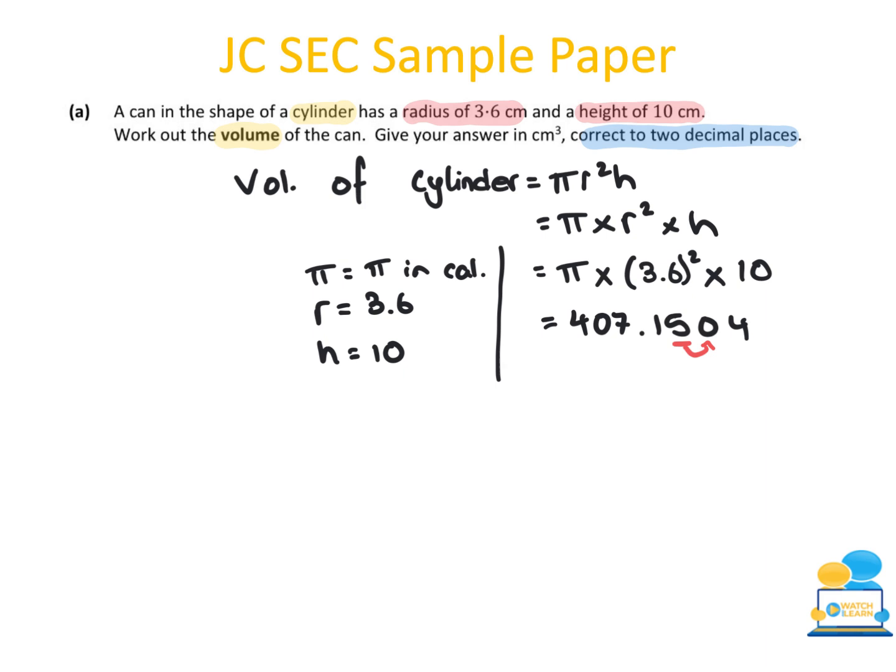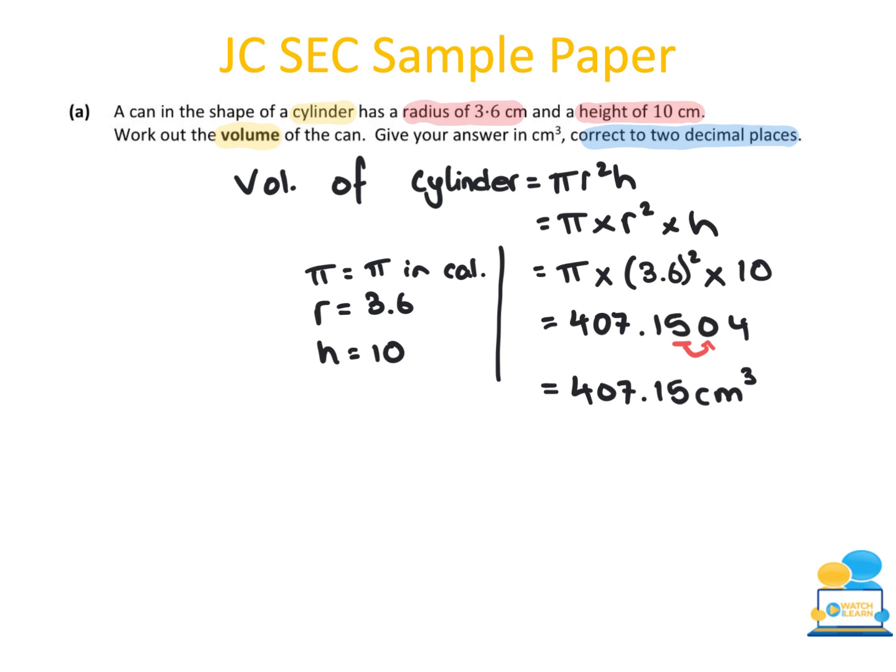So my final answer for the volume of this cylinder can is 407.15, and our units are centimetres, and we're talking about volume, which is cubed, to the power of 3. Now, just one thing before I finish off this question, when you input that into your formula, pi times 3.6 to the power of 2 times 10, your calculator may give it to you in terms of pi. You can just simply press your S to D button and it will change it into a number.